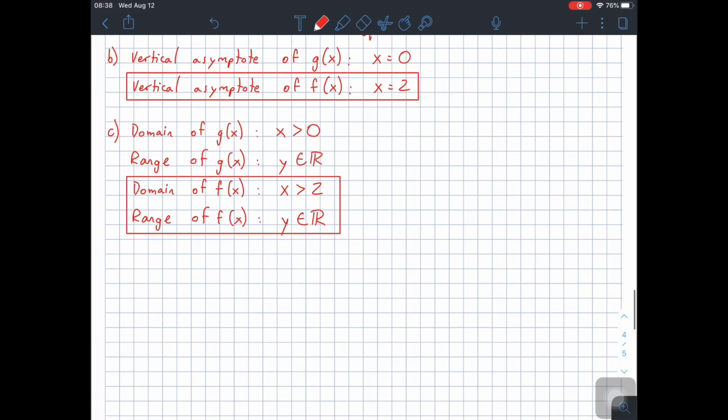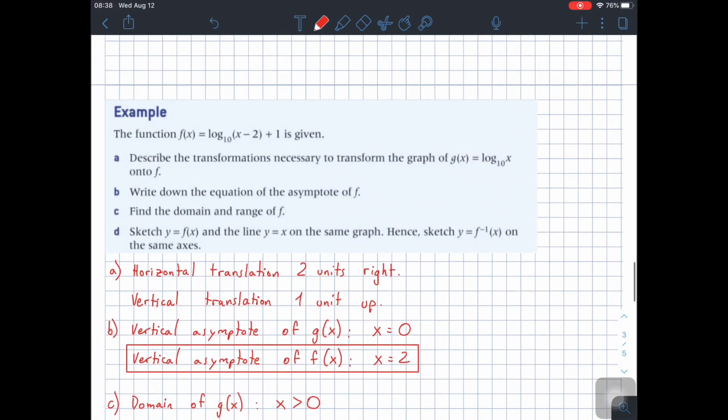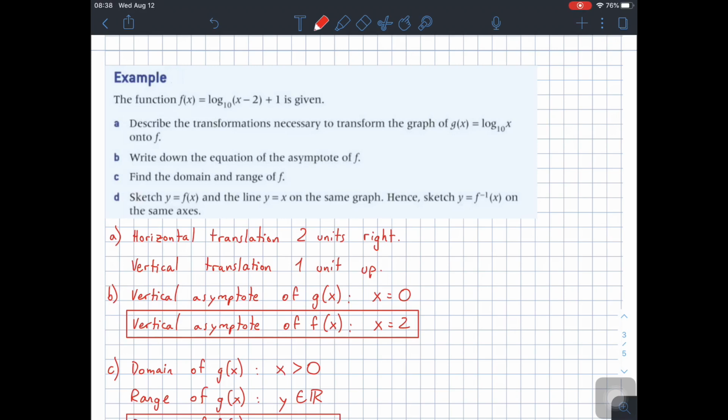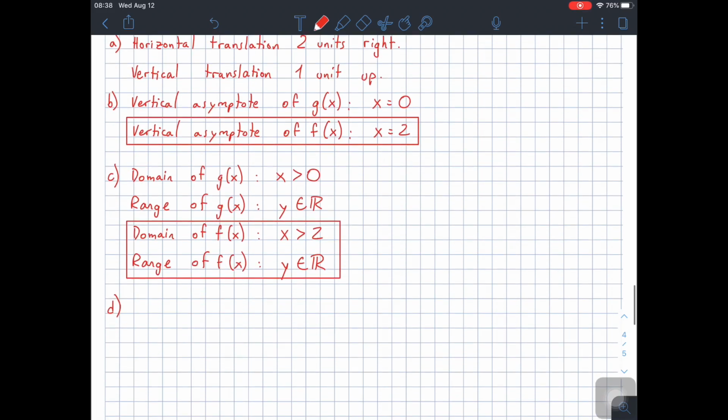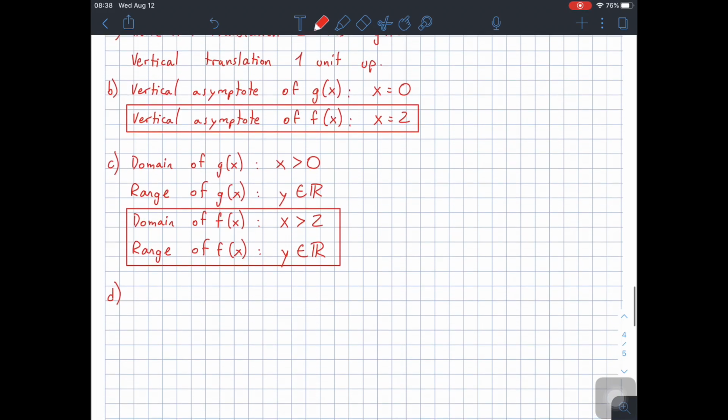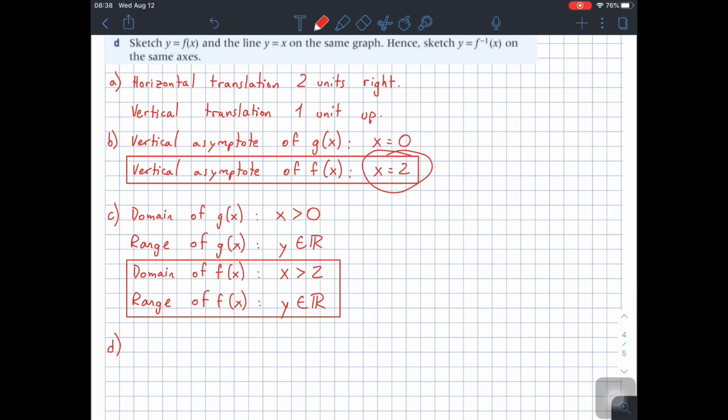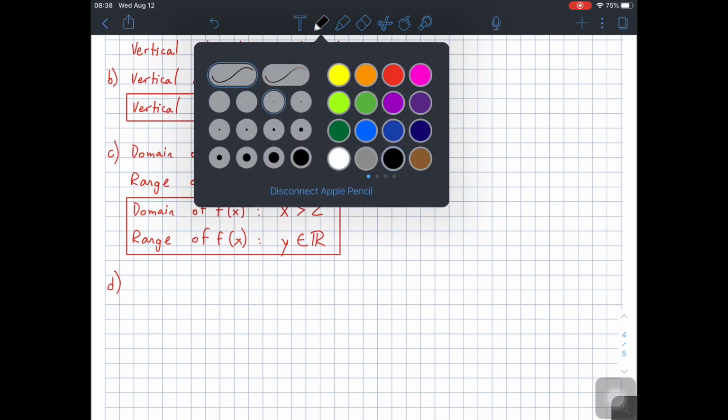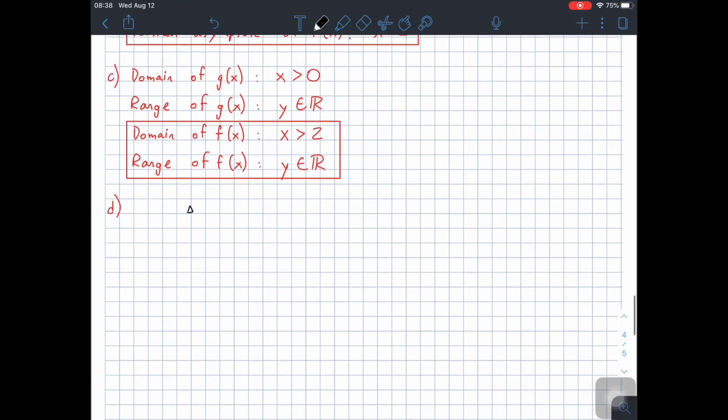Finally, for part D, it says sketch y equals f of x and the line y equals x on the same graph. Hence, sketch y equals negative f of negative x, the inverse, on the same axis. So we're going to do a sketch of f of x. I need to consider the vertical asymptote and the domain and range. So that's exactly what we're going to do. This is only a sketch, so I'm going to make something quick. It will look something like this maybe. So here we have x, here we have y.